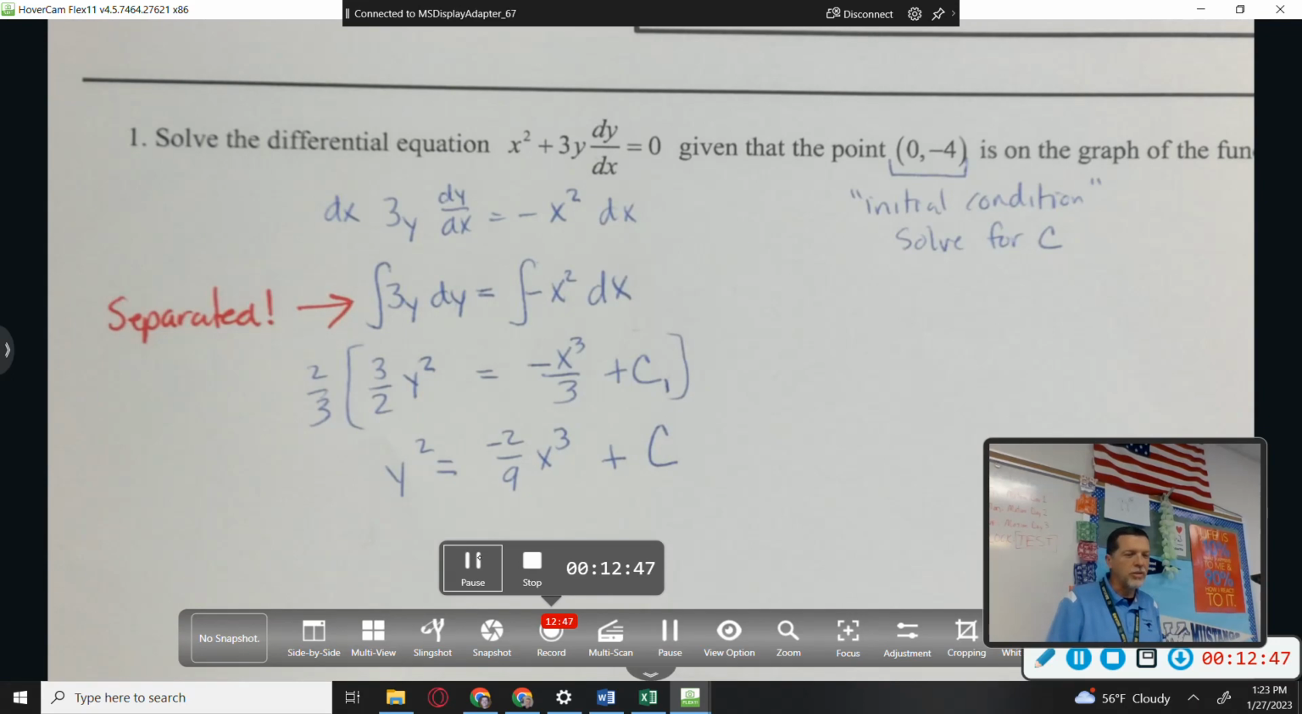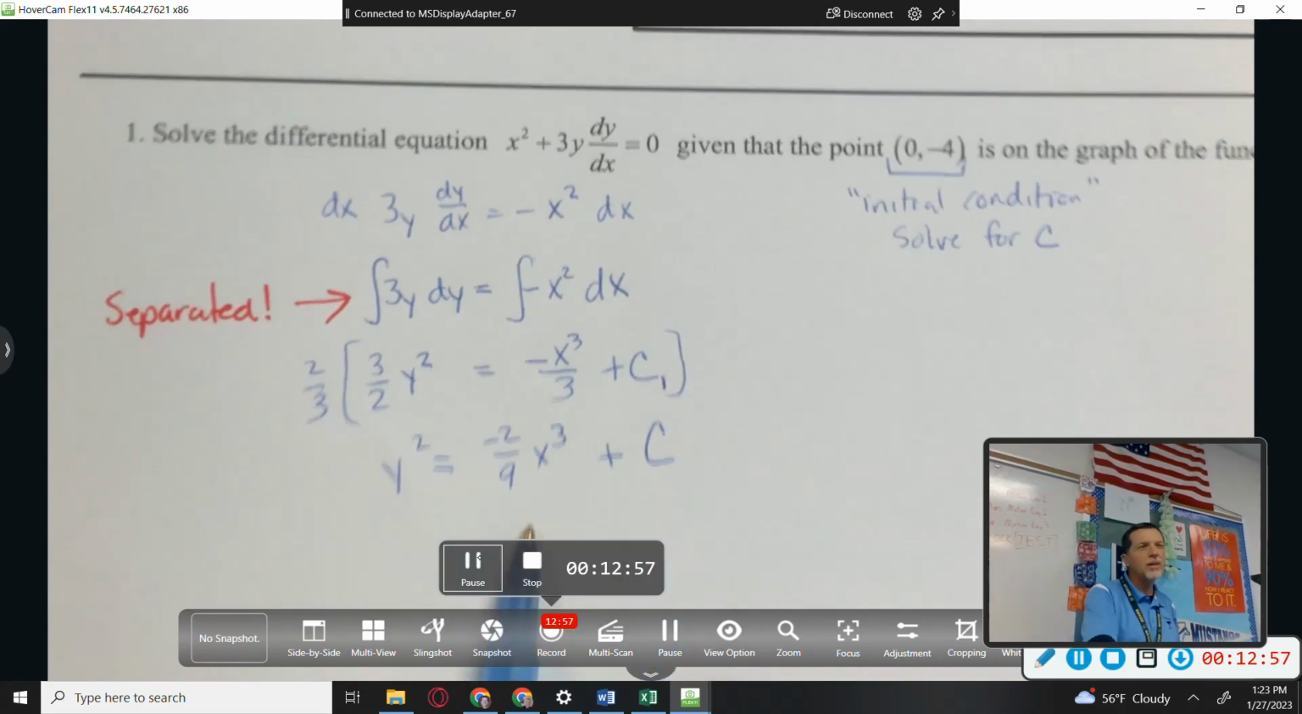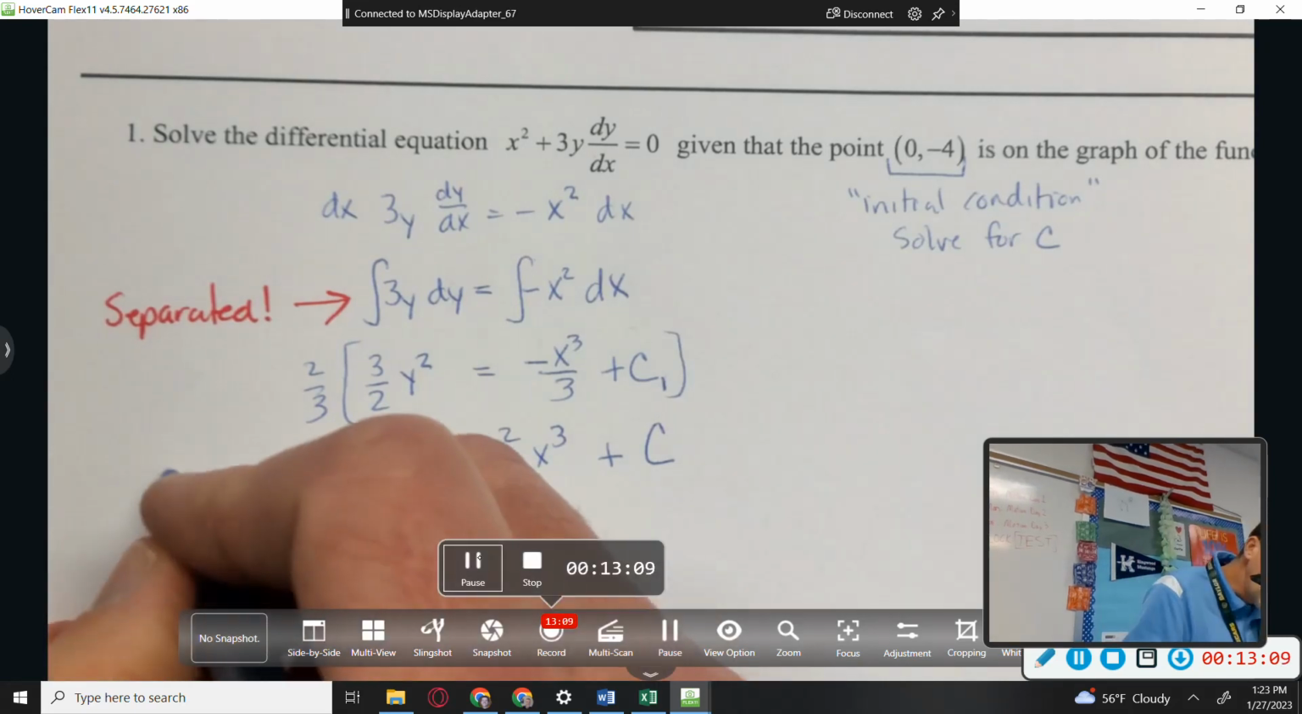I don't need the 2/3 on there. Y equals the square root of it. Yeah, but if I square root it, then I have to think about the plus or minus. Oh, never mind. I think I'm just going to leave it as that. I'm not going to put a square root on there because then I have to do the plus or minus thing. So this is our general solution.